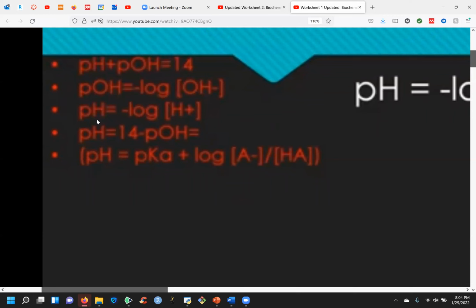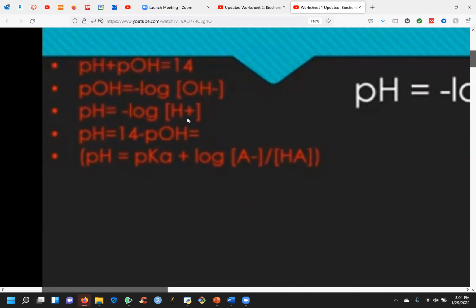Okay, so now the next formula is pH is equal to the negative log of the hydrogen ion concentration. So that's exactly the same as pOH, but now it's pH. So you do the exact same thing.